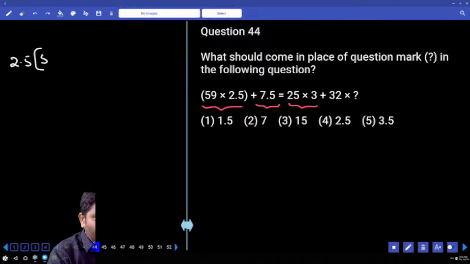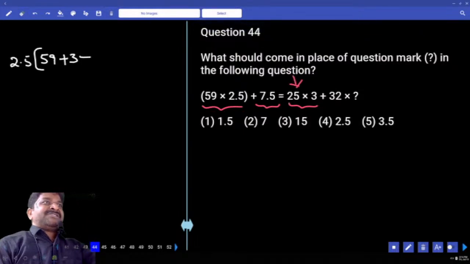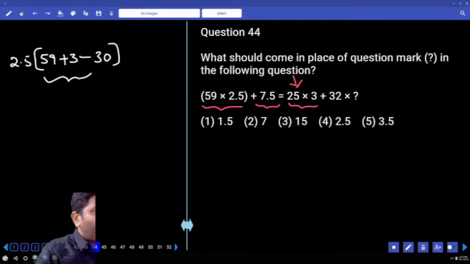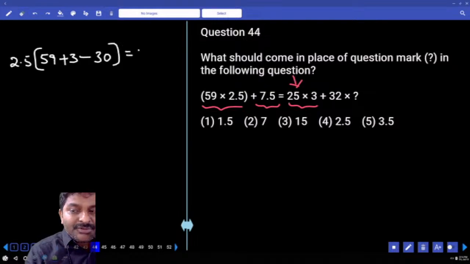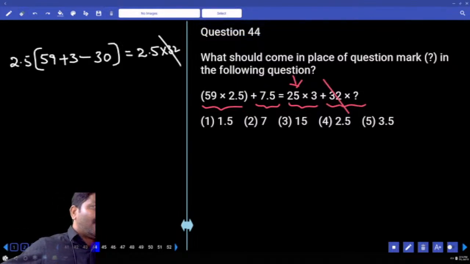50 plus minus. How many 2.5s are there in this? How many are there? 10 into total. How much is this? Positive number 62 minus 30. Come on. So that is 2.5 into, which is equal to the fourth number only, right? 30 to 32 gets cancelled. Answer 2.5. Yes.